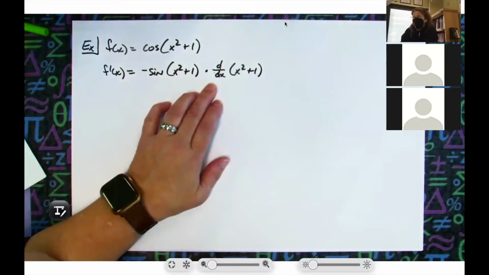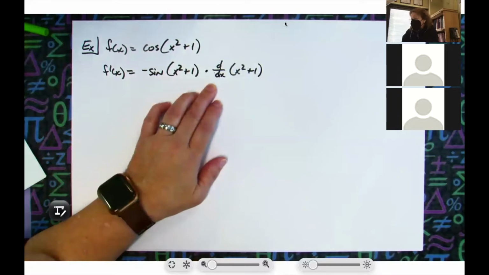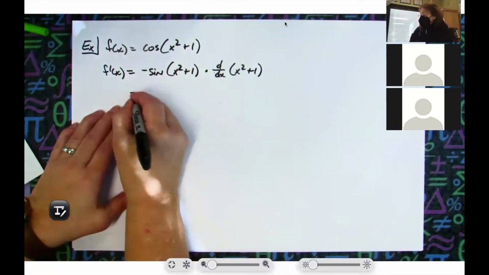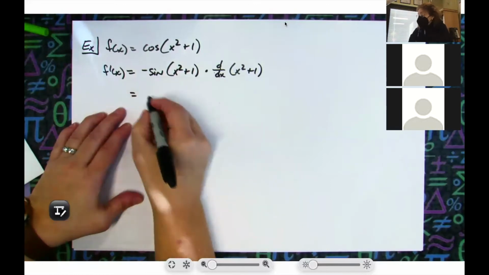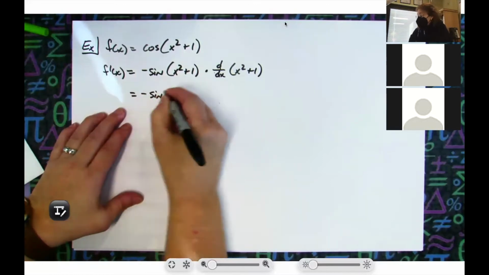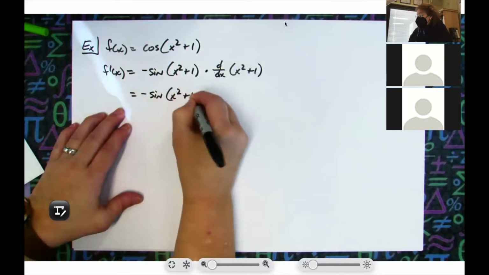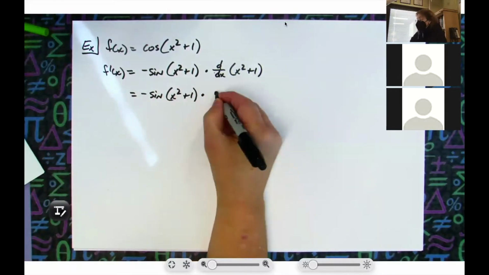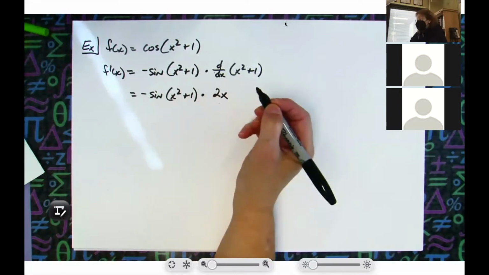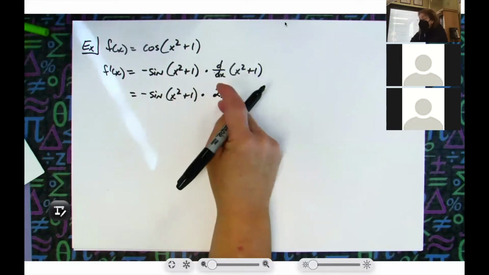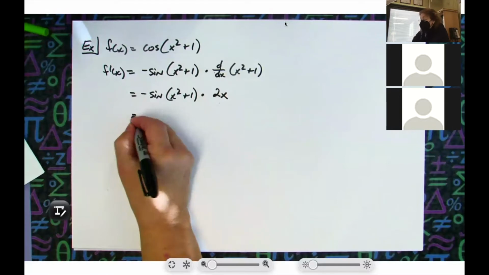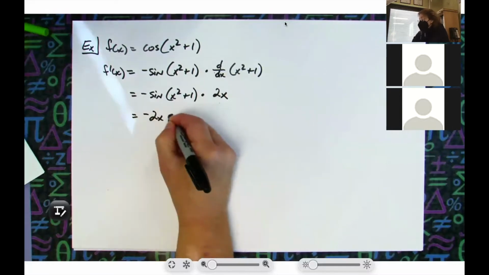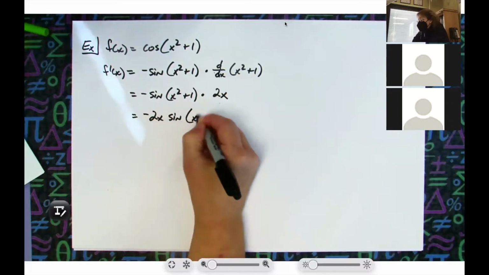On this, we're going to use d/dx notation on the whole homework assignment. So we're going to leave this first part alone, so minus sine of x squared plus 1. Now the derivative here is just a nice little 2x. So this one's a relatively simple one, right? Pull that 2x out in front with the negative, minus 2x sine of x squared plus 1.